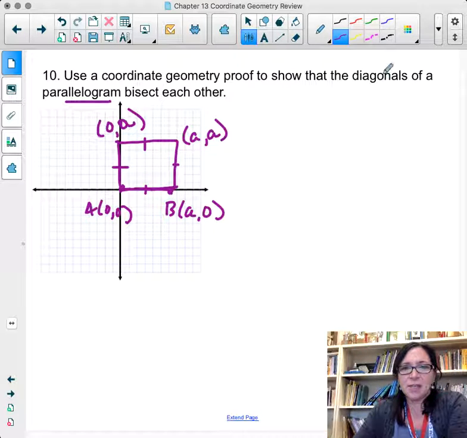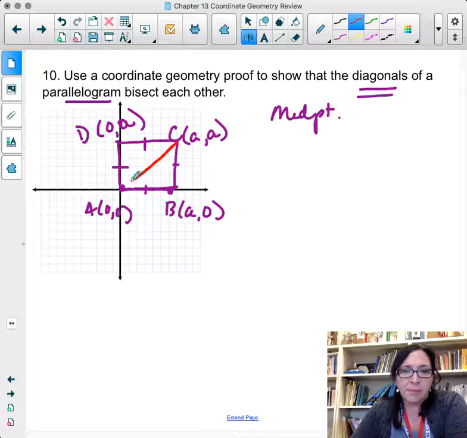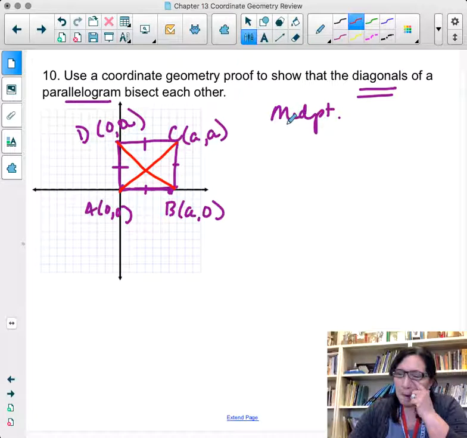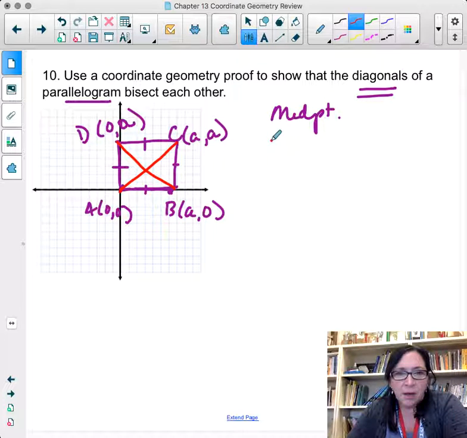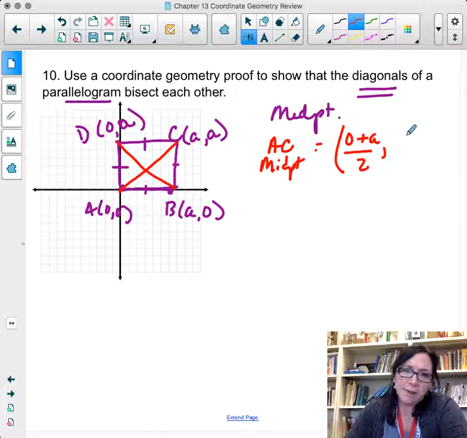If this is the case, what's happening is we have to show that the diagonals bisect each other. You use the midpoint formula. Okay, so let's find the midpoint. So that's A, B, here's C, here's D. So we're going to find the midpoint of AC and the midpoint of BD. So, okay, let's do that. So the midpoint of AC is going to be equal to, add your x's, so 0 plus A divided by 2, and add your y's, so we get 0 plus A divided by 2.